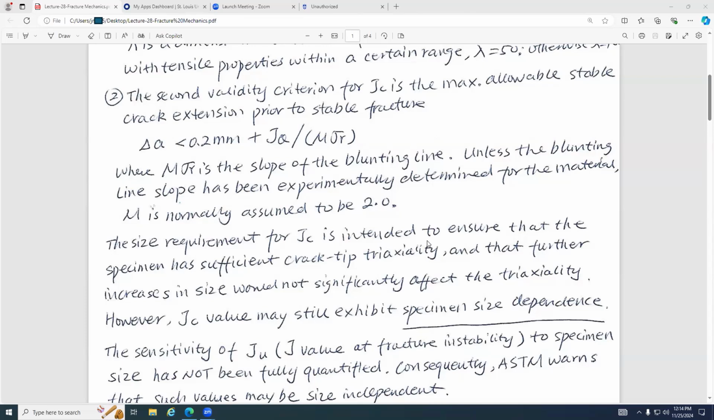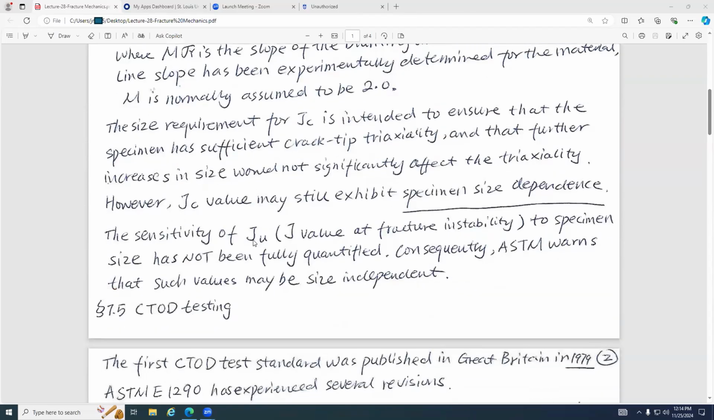So be very, very careful. The sensitivity of GU, GU is another designation. GU here means the J value at a fracture instability. When the fracture instability occurs, this value is called GU. This GU's dependence on specimen size has not been fully quantified. Consequently, ASTM warns that such value may be size dependent. So this means that this ASTM protocol is not perfect.